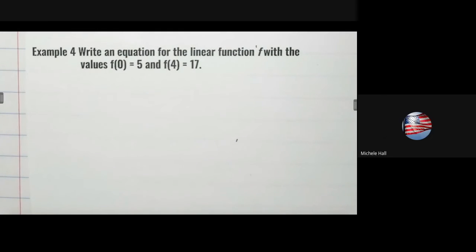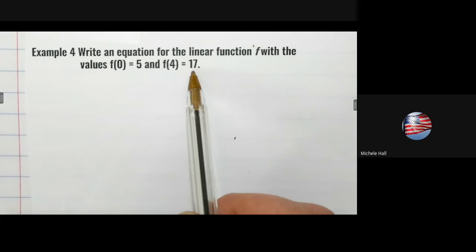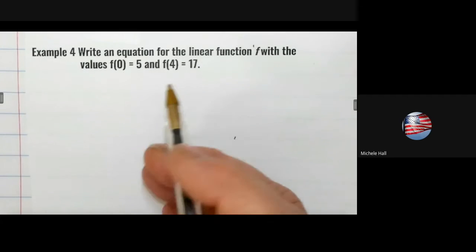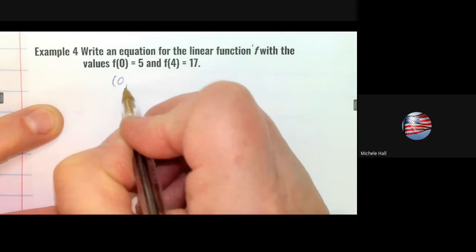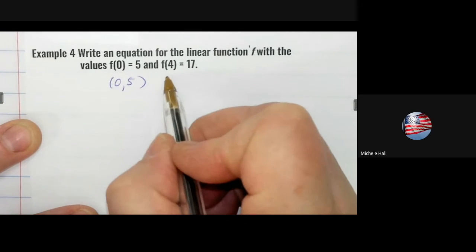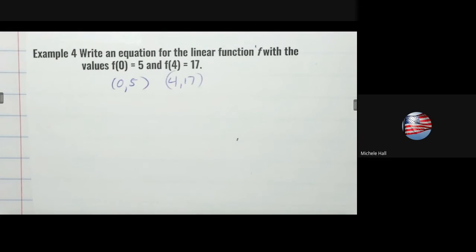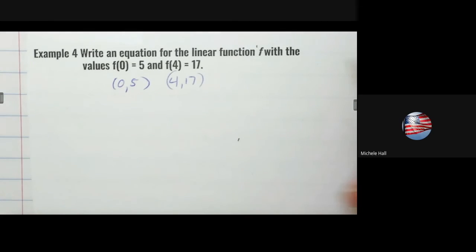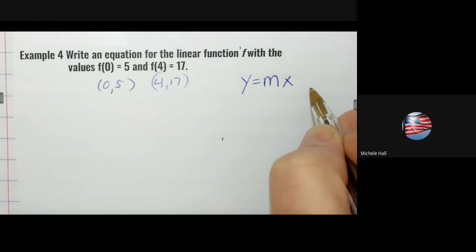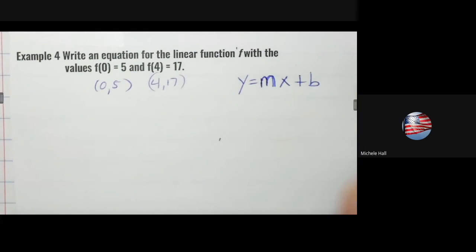Write an equation for the linear function f with the values f of 0 equals 5 and f of 4 equals 17. That means when x is 0, y is 5. This is the point (0, 5). And f of 4 equals 17 would be the point (4, 17). So I need to write an equation of a line, and all I have is 2 points. I need to see a slope, and I need to see a y-intercept. Well, we know how to find slope given 2 points.